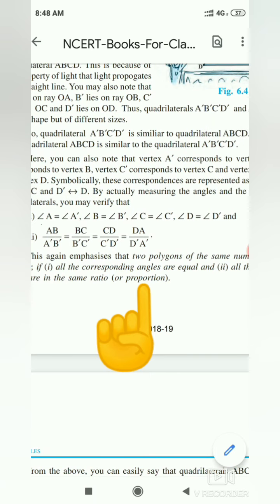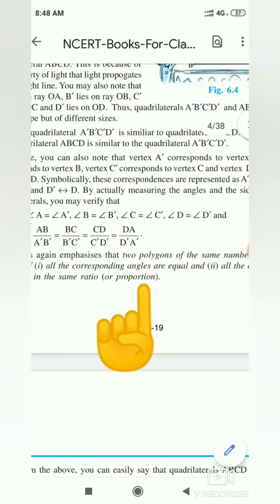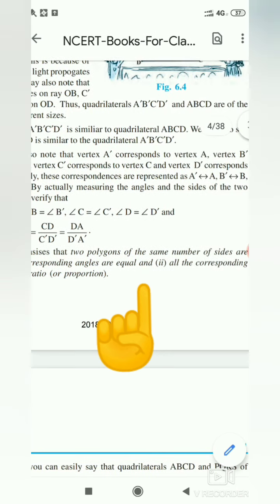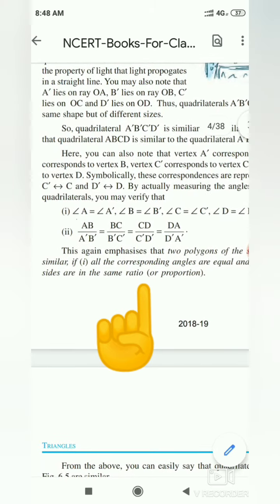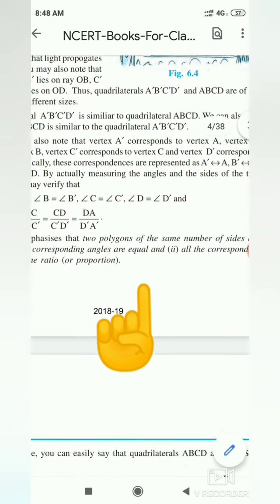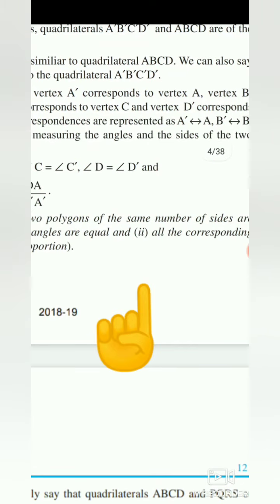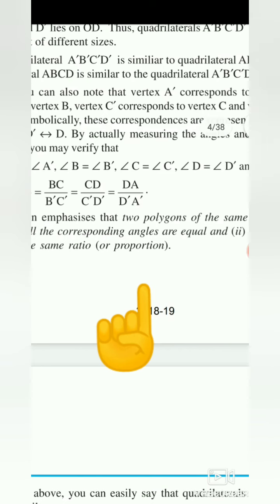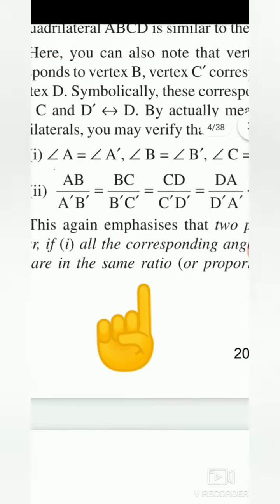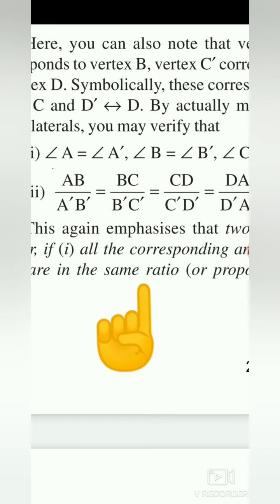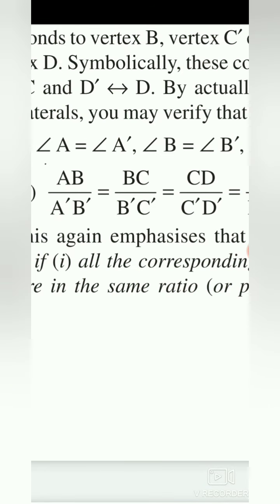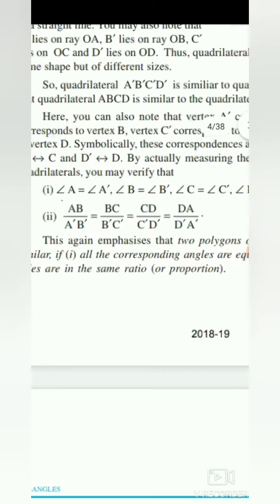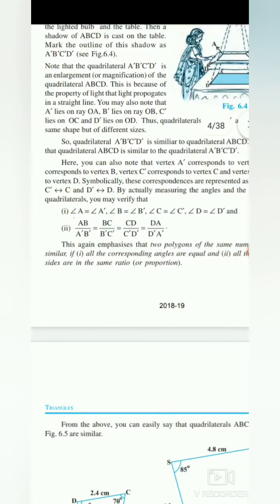The first condition they gave us is that all the corresponding angles are equal. The first condition should be that all the angles which are being imposed on one another should be equal. But the second condition they gave us is that all the corresponding sides are in the same ratio. They did not tell us that their sides should be the same. If sides are the same, then that is congruency. Means here we cannot write in the form of a ratio. We will directly write AB is equal to A dash B dash. But if we are talking about similarity, then we will say that their ratio is the same.